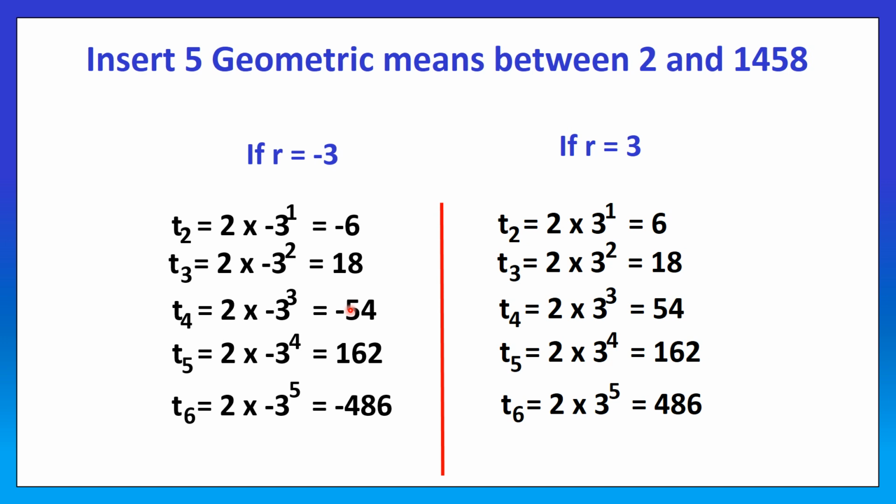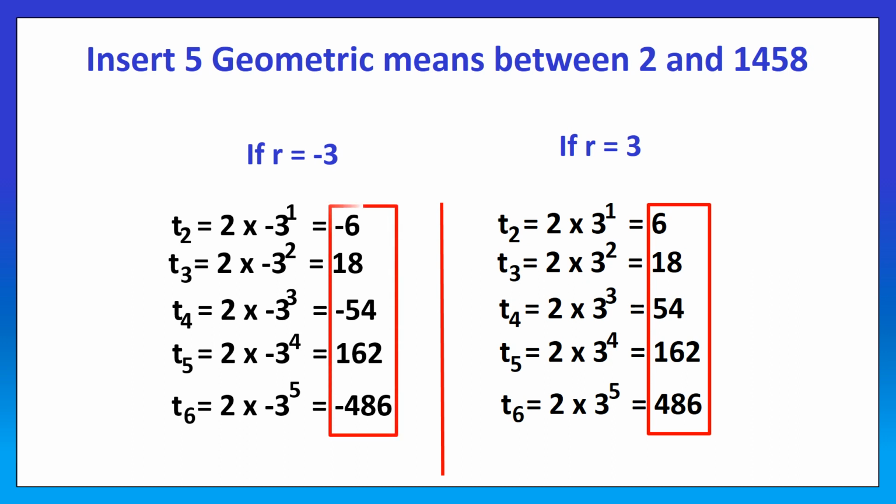So the 5 geometric means between 2 and 1458 may be either 6, 18, 54, 162, 486, or it can also be minus 6, 18, minus 54, 162 and minus 486. Either of these terms may be the geometric means between the given two numbers.